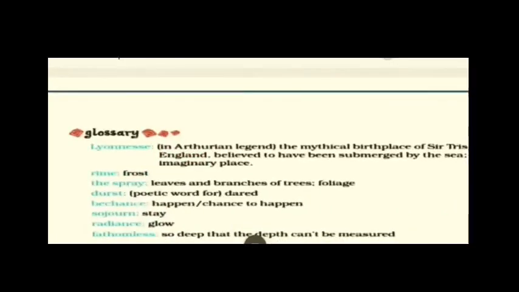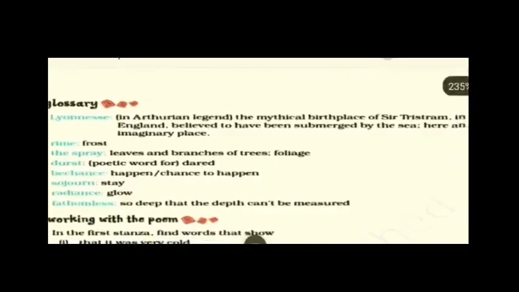So there is a glossary here, important words. Lyonesse, I've told you what it is. Rhyme refers to frost. So read them. Class, knowing important words is quintessential. It will enhance your vocabulary. Learning new words in English and using them in sentences is important. So learn them and make sure things go well with practicing.